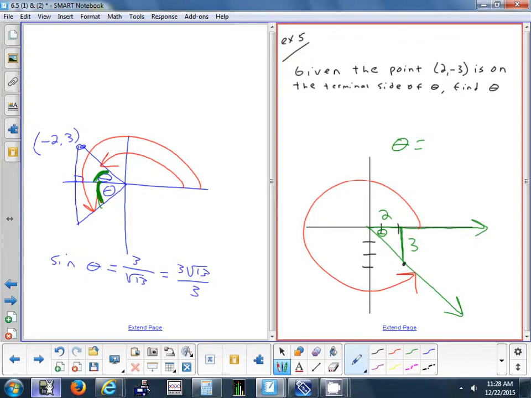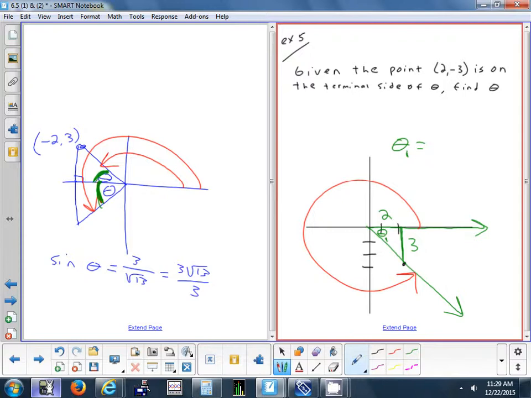Okay. Let's call it theta 1. I'm going to call it theta 1 because I already used theta in the problem as the final answer. So let's find this first, and then we'll find theta.